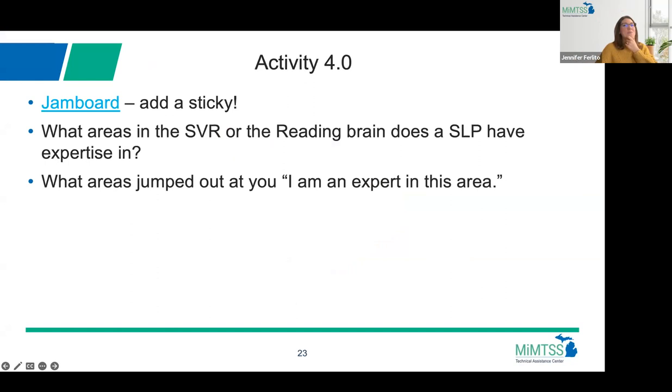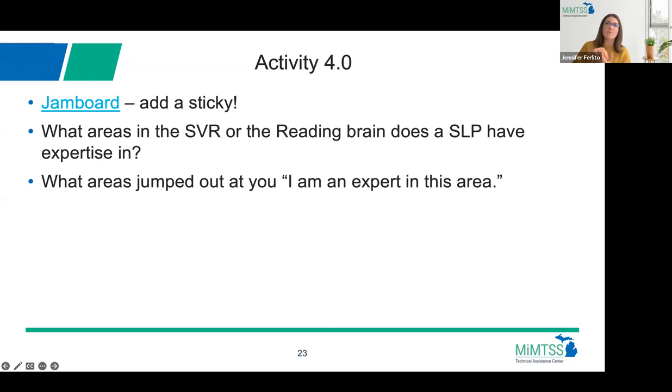Now I would love for you to go into this Jamboard. At the top of the Jamboard, you can click through slides. This activity is going to be just slides 1, 2, and 3, just in case we ran out of room for sticky notes. I want you to think about the simple view of reading and what areas you have expertise in. Add a sticky note, I am an expert in this area, and type it out and drag it under either word recognition or language comprehension, depending on where that area falls.